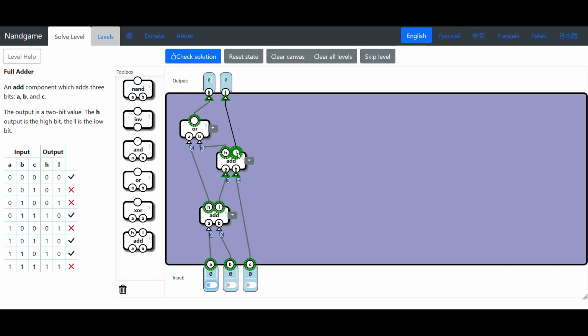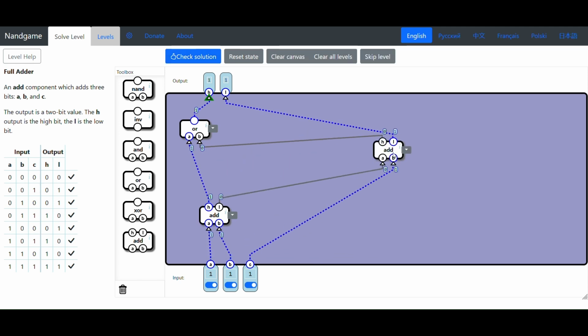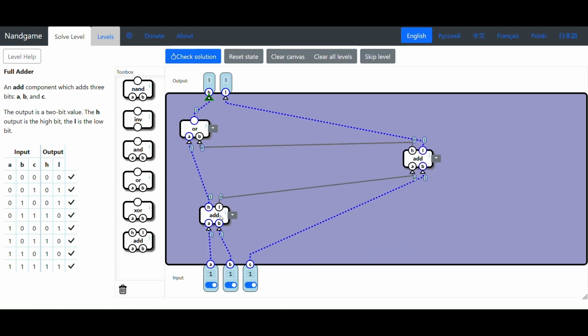And there we go. So when any one of these are on, it'll have an output of 1. When two of these are on, an output of 2. And then when all three are on, it's an output of 3 in binary. Now I'm sure there's going to be ways to simplify it, and use as few components as possible, but it's possible to solve with a lower total of NAND gates. So let's try to figure this out here.